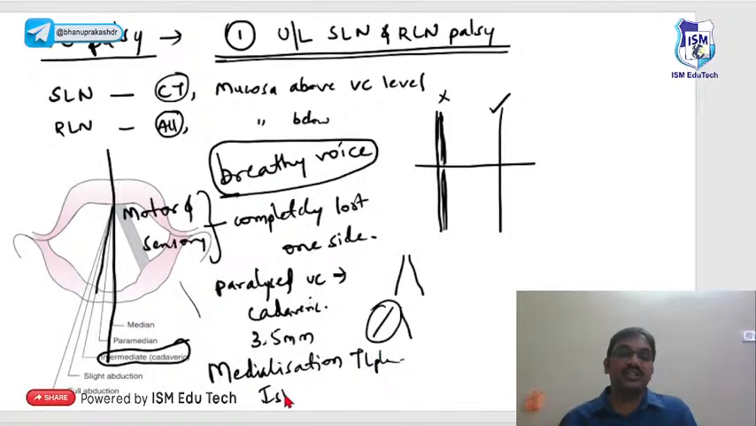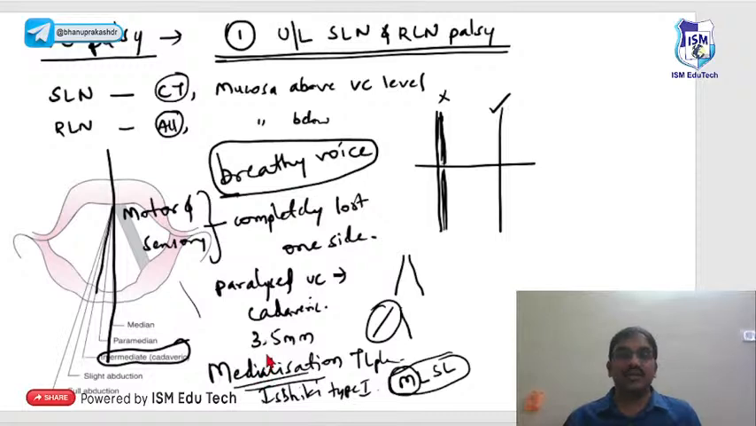or Isshiki type 1 thyroplasty. There are four types of Isshiki thyroplasty: medialization, lateralization, shortening, lengthening. Okay, four types of thyroplasty, of which the first one is medialization thyroplasty or medialization laryngoplasty.